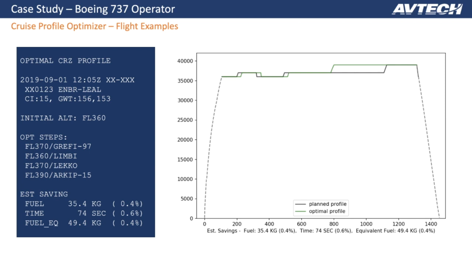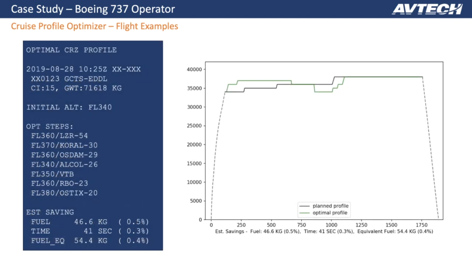In this case, we have a 1500 nautical mile flight. And we see this is a typical case where the planned profile steps can be fine-tuned. We see the black line is the planned profile, the green line is the optimal profile, and we see that the optimal profile is similar but slightly different in the exact points where the steps should be made. And you can see this gives us a fuel saving of 35 kilos, time saving of 74 seconds, and combined in an equivalent fuel saving, this is 49.4 kilos or 0.4%.